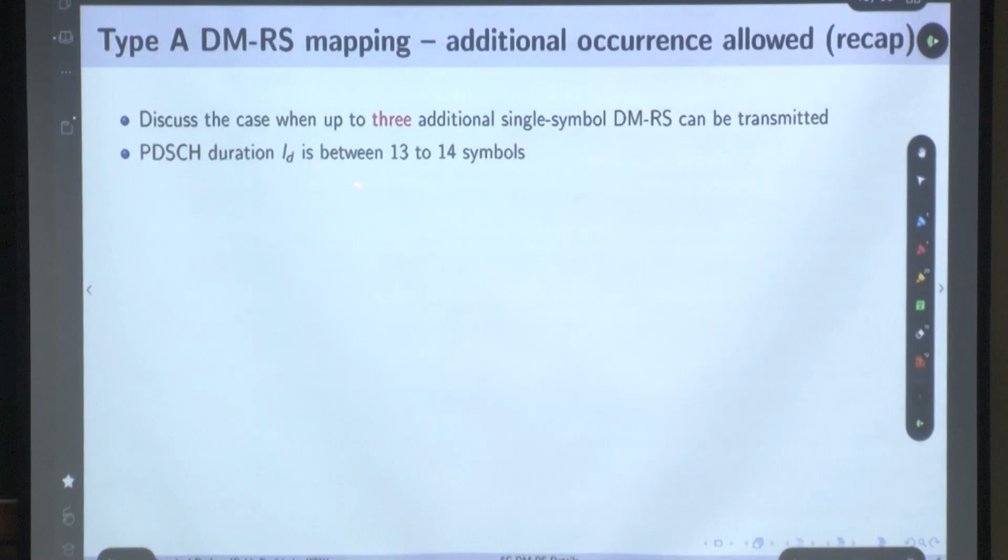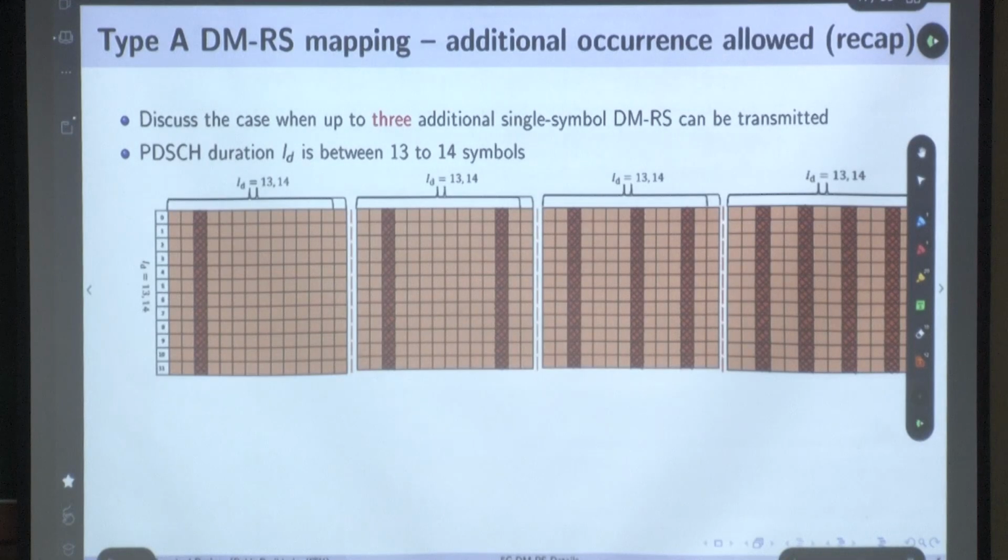Then we discussed the case when 3 additional single symbol DMRS can be transmitted. What was the PDSCH duration in that case? It was 13 to 14 symbols, and this is how it looks. If PDSCH is occupying the complete slot, look at this: this is 1 additional occurrence, this is 2 additional occurrences, and now here there are 3 additional occurrences. This is the maximum. The first one of course always comes at the beginning.